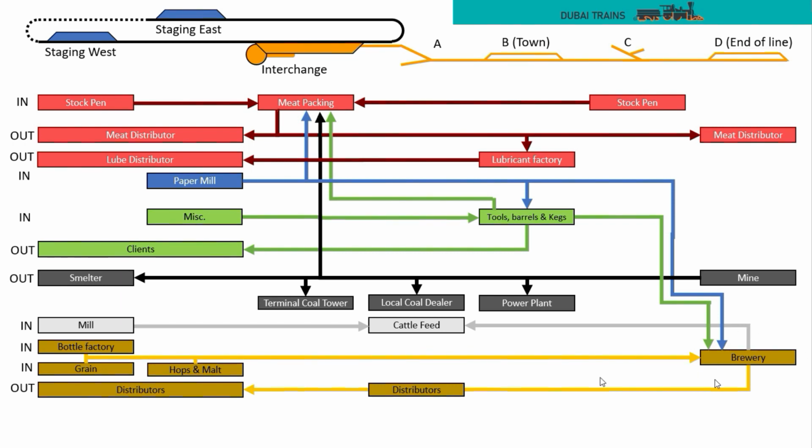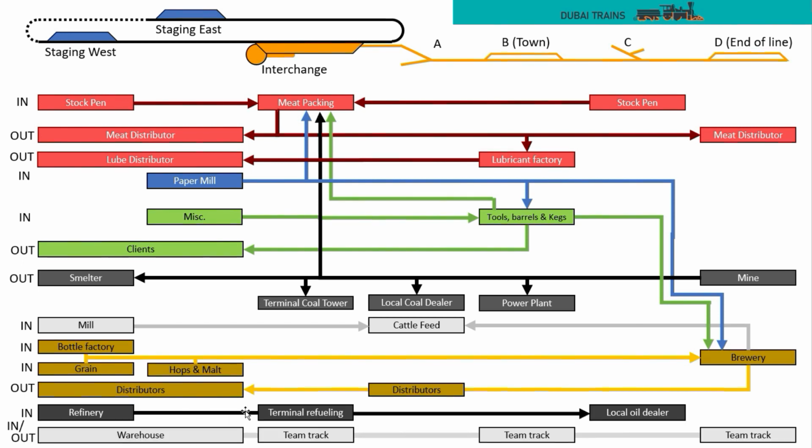And then the brewery itself, it will receive bottles from a bottle factory, grains, hops, and malts. All goes in, all comes off layout, all has to go through the interchange, up the line, and what comes out is beer, obviously, which will go through the distributors, a small one located in location A, and the rest on the east and west side of the country.